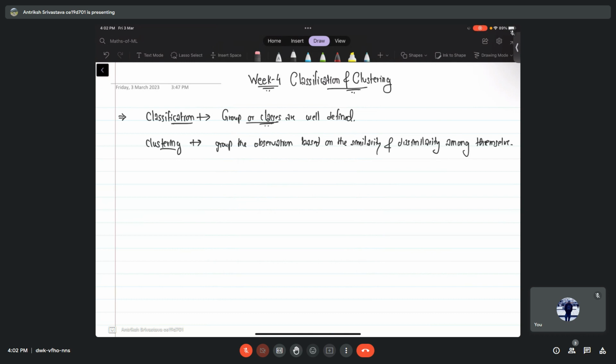So, since we need to know the group name or the class for doing classification, they are often called supervised techniques because we need to know their label y. Whereas in clustering, we don't need to know their label y, so we call them unsupervised.